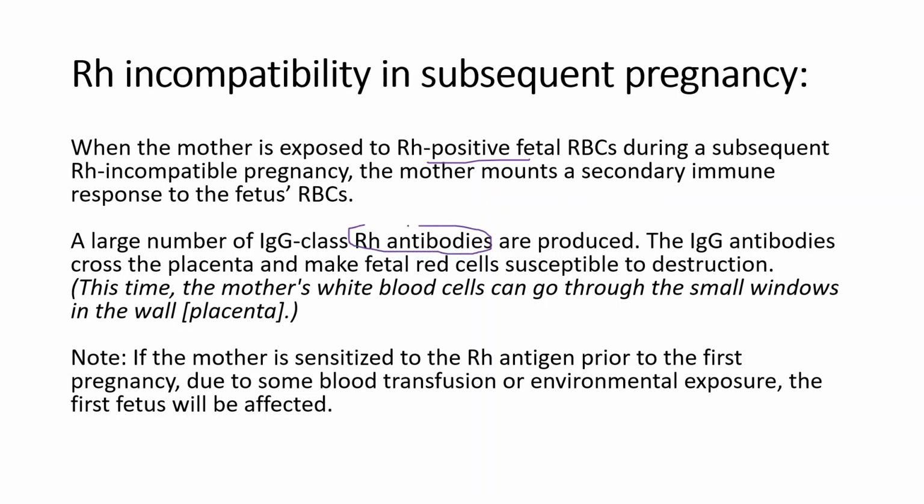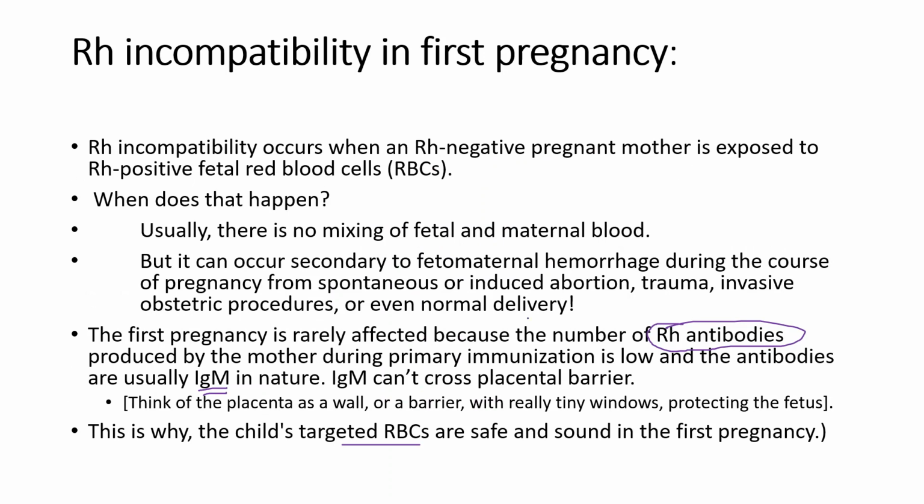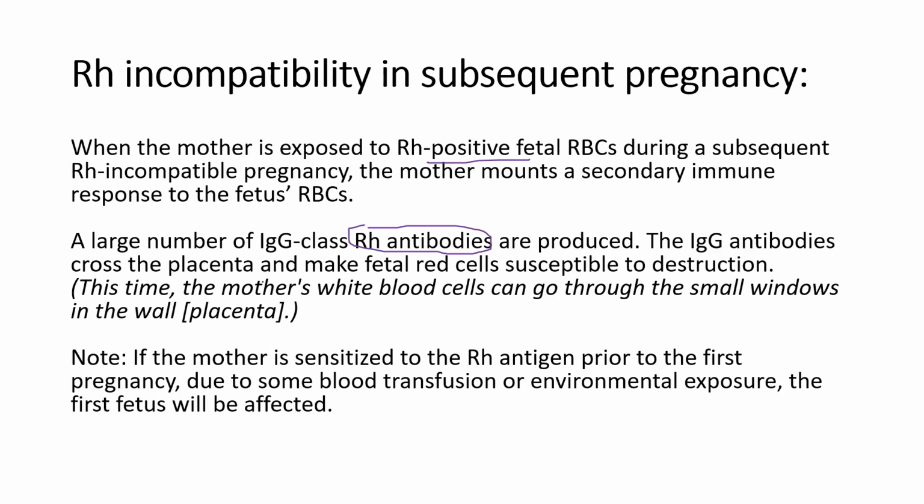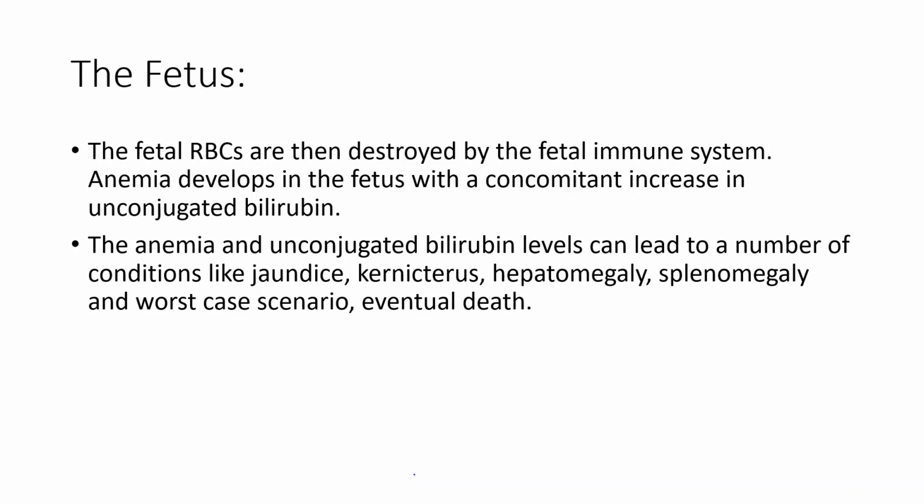I think I said they were IgM. I messed that up, didn't I? So, antibodies are usually IgM in nature, and IgM can't cross the placenta. But the type of Rh antibody is going to be IgG in class, and they can cross the placenta. So if the mother is priorly exposed to that Rh antigen, she is sensitized, and therefore those antibodies that she now has can cross the placenta and attack the baby's blood.